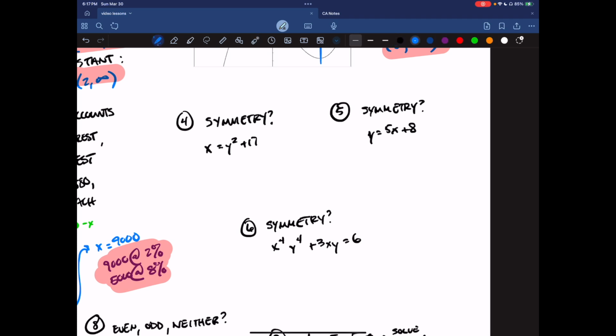So let's play with this a little bit. If I plug in negative x, y squared plus 17, there's no way I can get back to my original equation. That's what I'm trying to do. I want to plug in the negative x with the negative y, apply the equation to it, and get my original back.